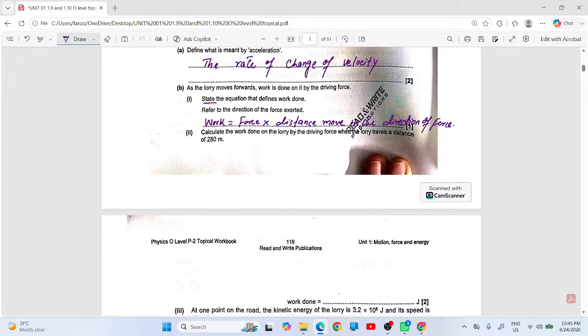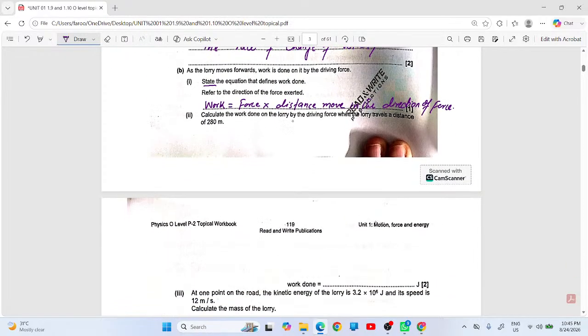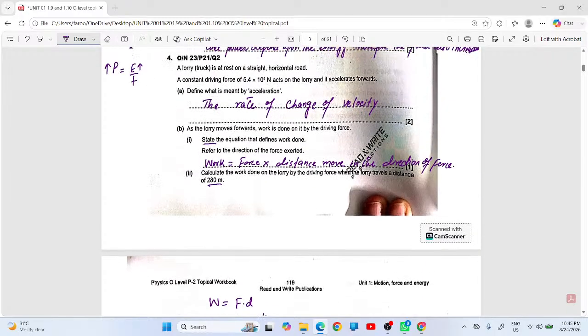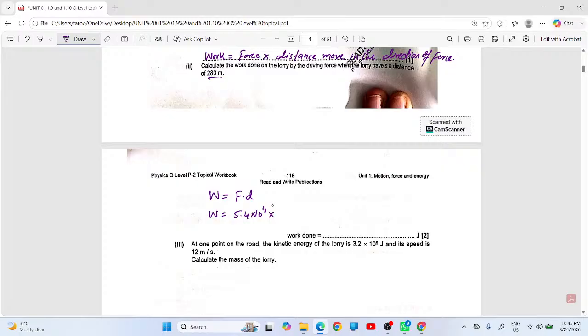Next, calculate the work done on the lorry by the driving force when the lorry travels a distance of 280 meters. So we know the formula of work. Work equals force into displacement. Force is 5.4 × 10 raised to power 4 and the displacement is 280. Answer check करें.